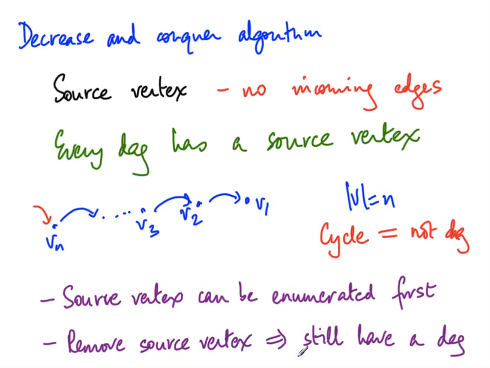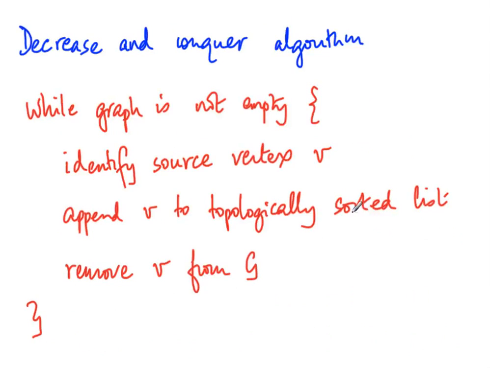In other words, we can then recursively process the rest of the DAG and produce a topological sort for the remaining DAG, and the remaining DAG will produce a sequence which can be appended to this source vertex to give an overall topological sort. So this yields the following decrease and conquer algorithm for topological sort. We start with a non-empty graph. We identify a source vertex, append it to the topologically sorted list, and remove this vertex from the graph.